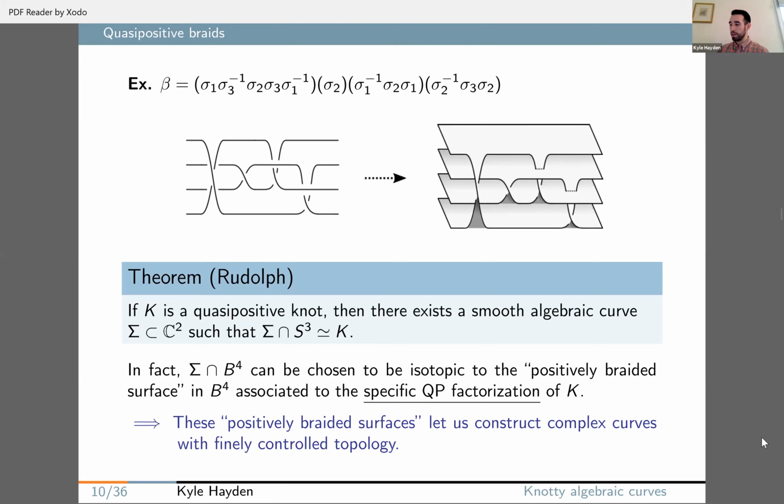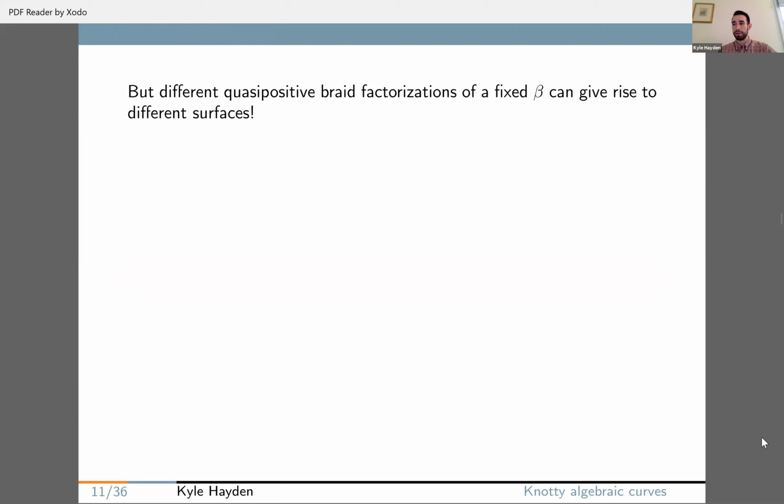Great. Okay. So as Dave mentioned, the fact that it depends on the factorization is exactly what's going to matter here. So different factorizations of the braid can give rise to different surfaces. This was first noticed by Rudolph, and he gave some pairs of three braids which were isotopic as braids, but the factorizations were distinct.